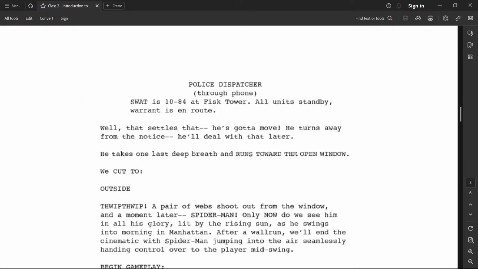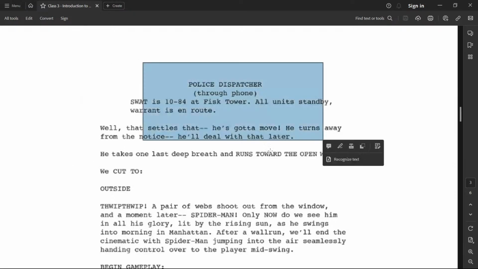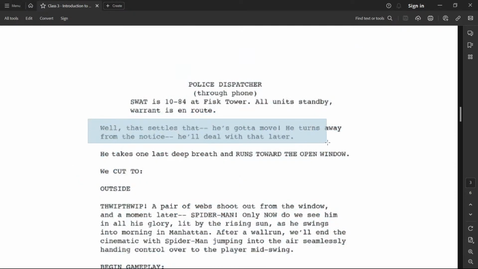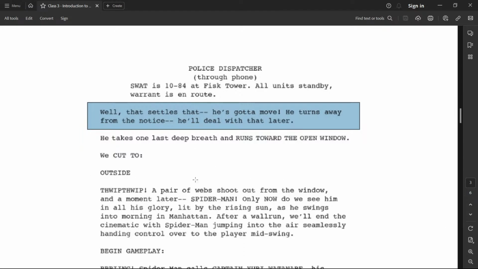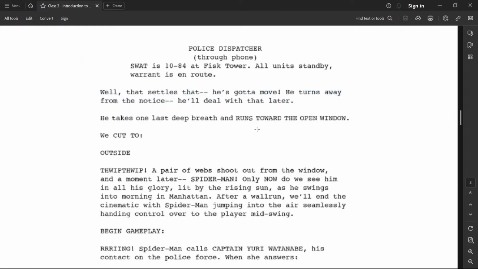You can read this. So basically, there's a police dispatcher. It starts, he says that he's got to move, it's Spider-Man's dialogue, and then he runs to the open window. And then we cut to outside. There's a thwip thwip. A pair of web shoots out from the window, and a moment later, Spider-Man. And basically now it's written.